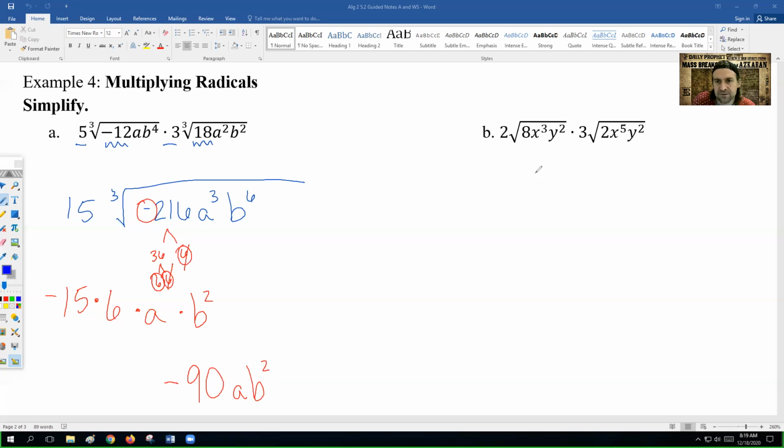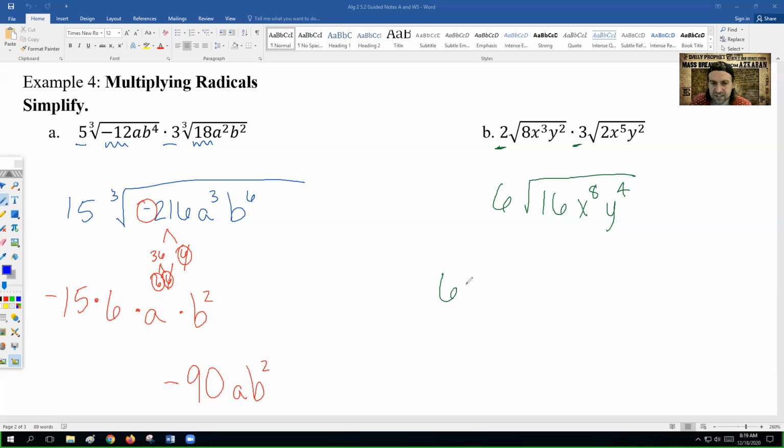All right, let's work on this next one over here. So same thing, we multiply outside numbers with outside numbers. So 2 times 3 is 6, radical 8 times 2 is 16. X cubed times x to the 5th is x to the 8th. Y and y squared would be y to the 4th.